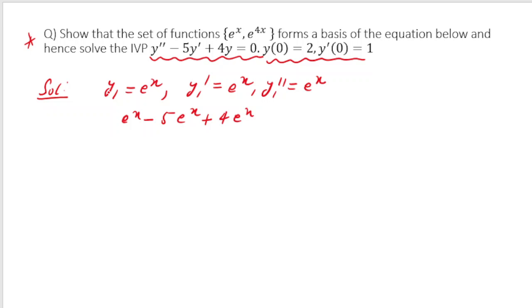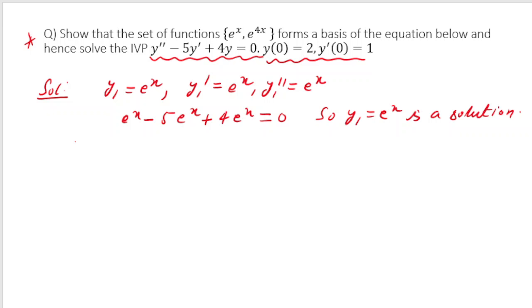I am taking y1 in place of y, and I am saying that this is a solution. So we can see clearly that this is equal to 0. So y1 is equal to e to the power x is a solution. Anything which satisfies the differential equation is a solution, as simple as that.